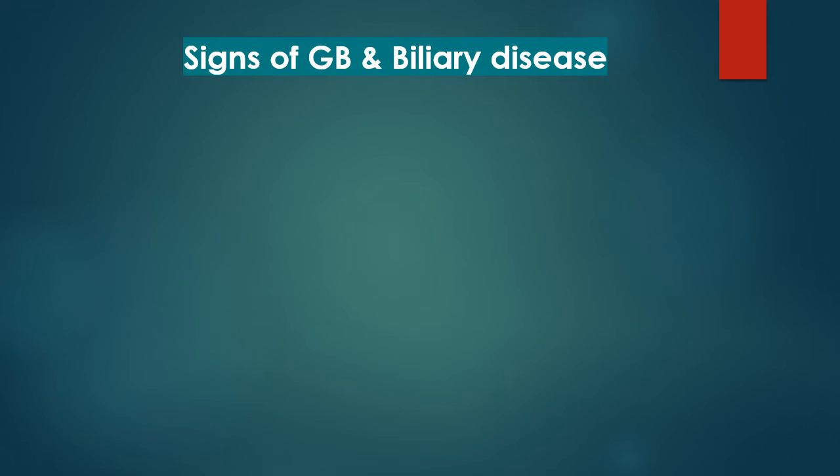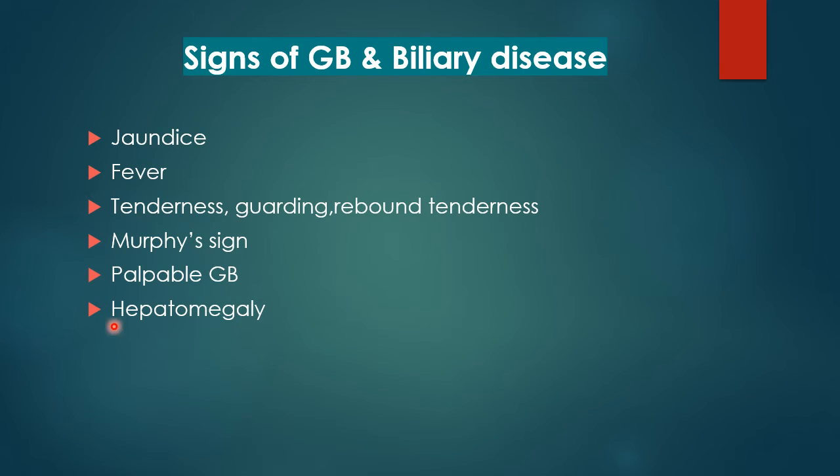Now, what are the signs of gallbladder and biliary disease? These are the common signs that you must look for in patients with bile duct and biliary disease: jaundice, fever, tenderness, guarding and rebound tenderness, especially in the right upper quadrant of the abdomen, positive Murphy sign, a palpable gallbladder in accordance with Courvoisier's law, and hepatomegaly.